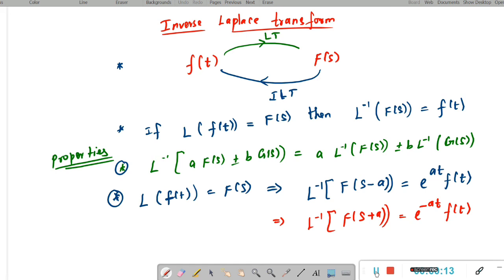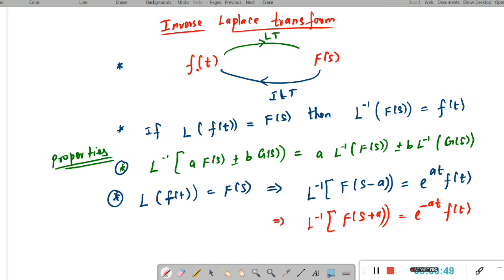Inverse Laplace transform is nothing but the inverse process of the Laplace transform. So I have drawn the map. If you take the Laplace transform of f of t, you may get the new domain F of s. So by using inverse Laplace transform, you can get f of t. So the inverse process of the Laplace transform is called an inverse Laplace transform. So this is the formula.